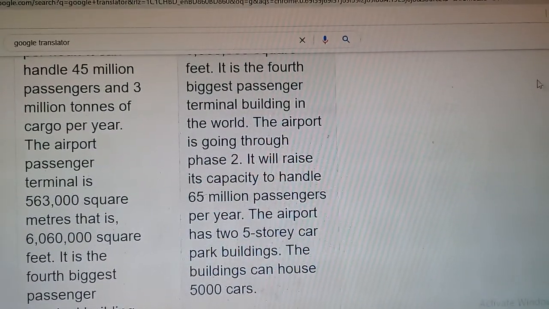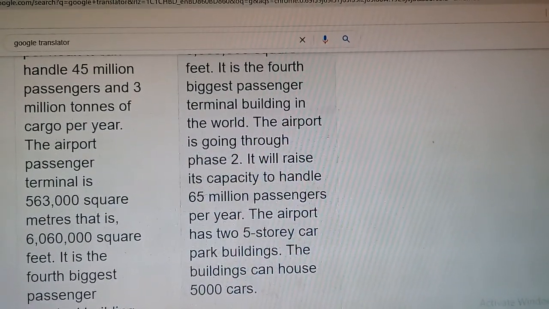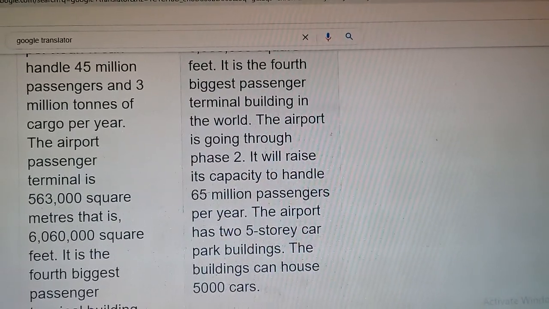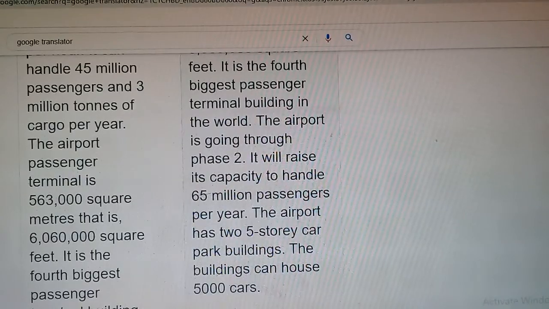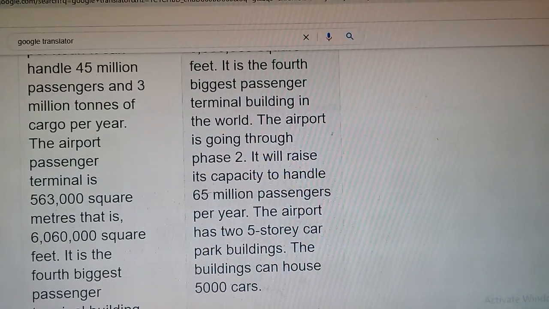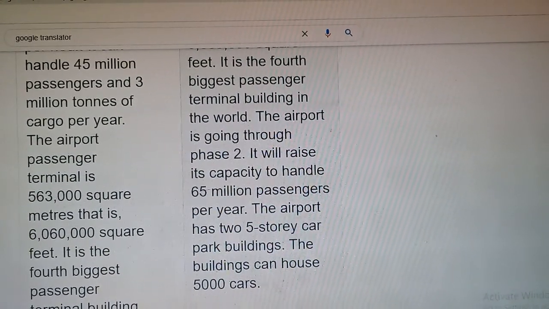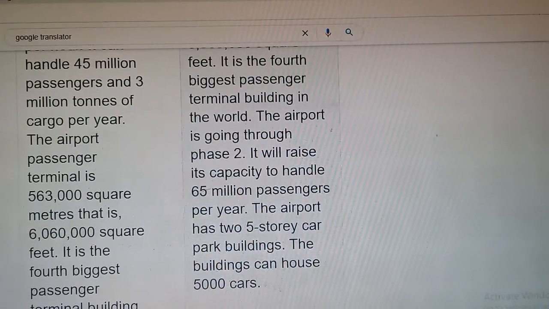The airport is going through phase 2. It will raise its capacity to handle 65 million passengers per year. The airport has 2 5-story car park buildings. The buildings can house 5,000 cars.